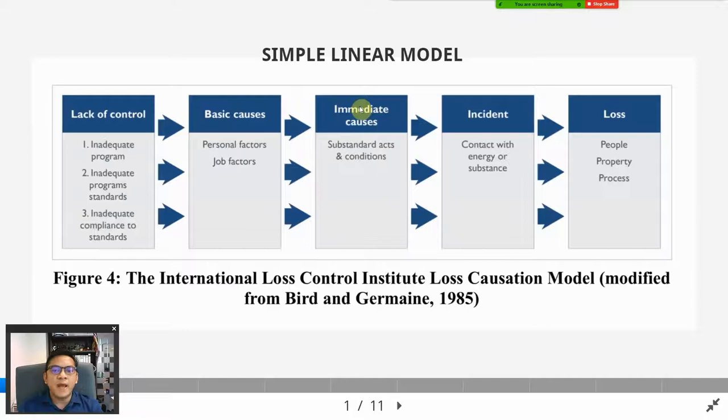And we ask again, why does that person do such a thing? Maybe the incident was somebody fell down, and the immediate cause was that somebody climbed a really tall workplace and tiptoed at the edge of a building, for example.